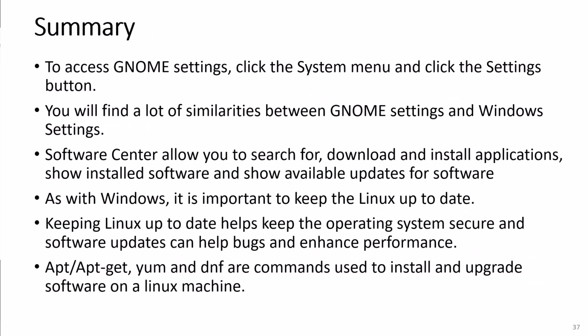In summary, to access GNOME settings, click the System menu and click the Settings button. You will find a lot of similarities between GNOME settings and Windows settings. Software Center allows you to search for, download and install applications, show installed software, and show available updates for software.